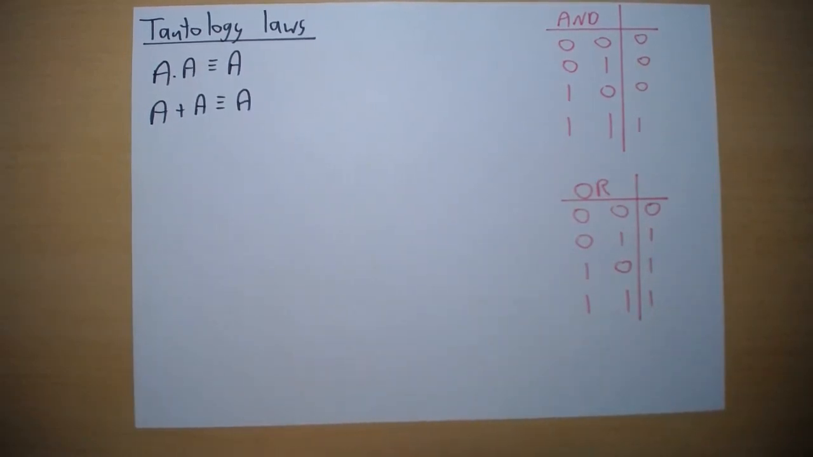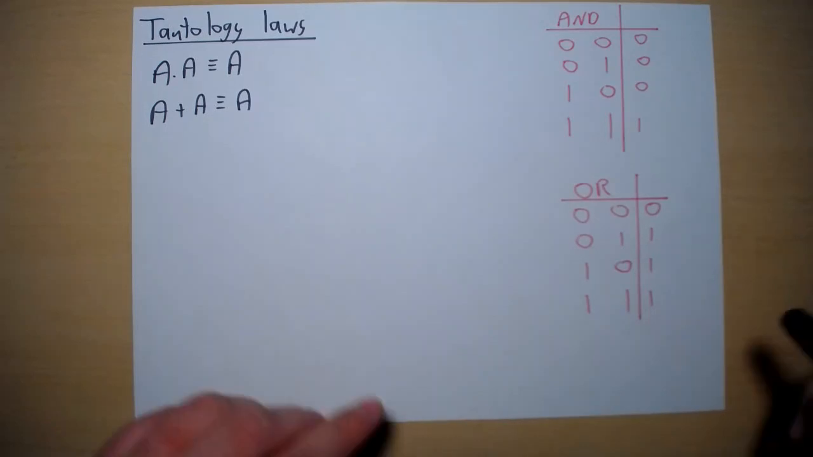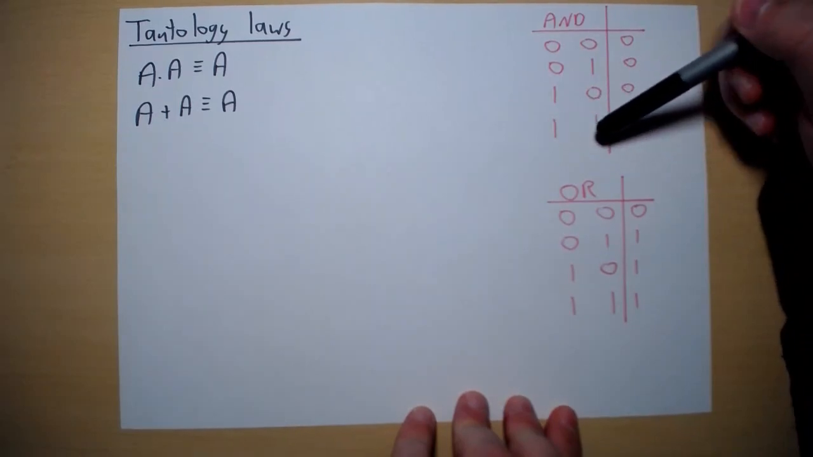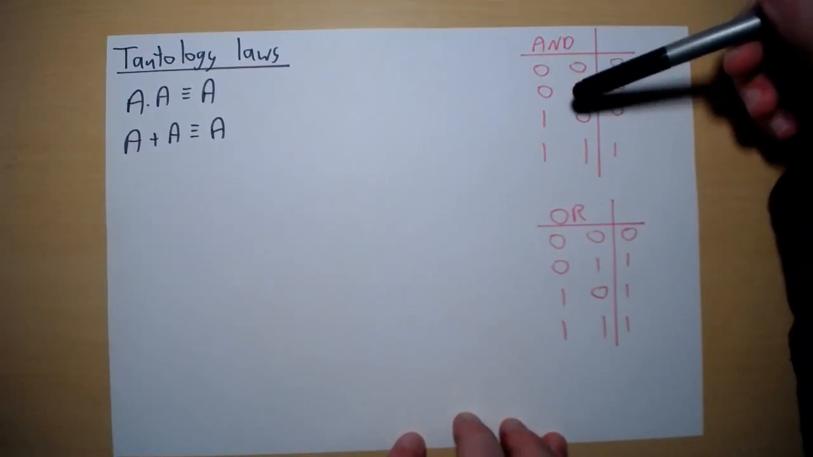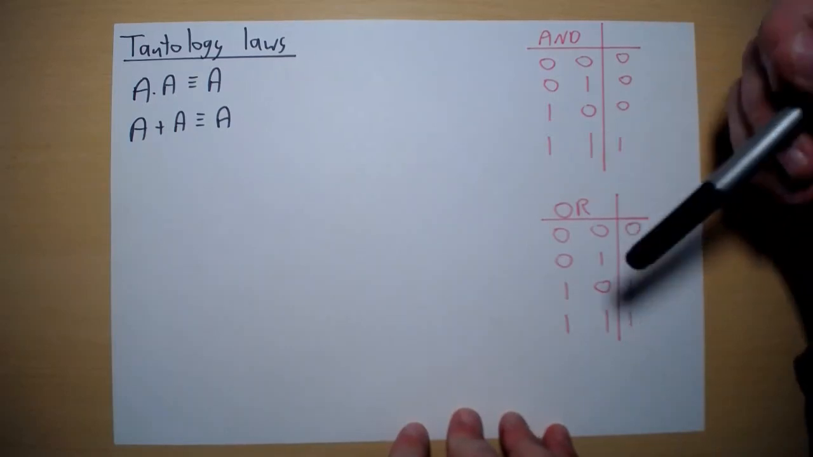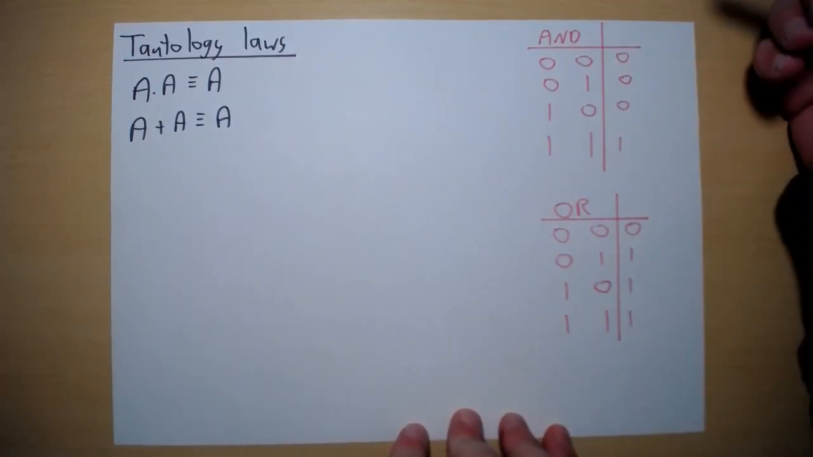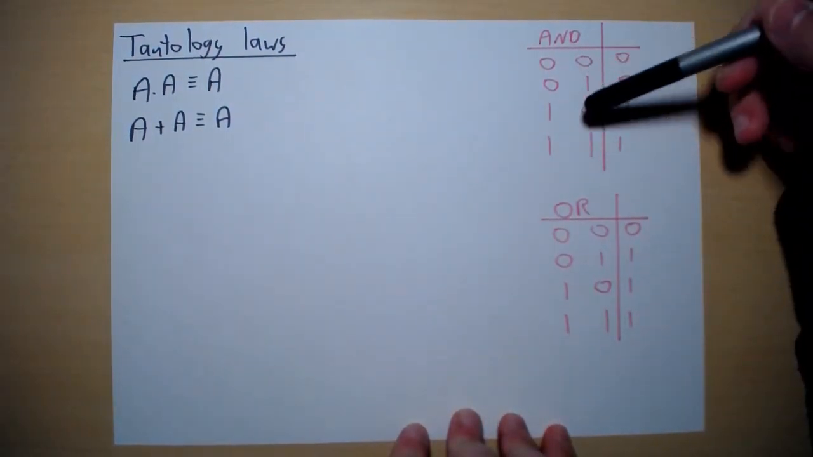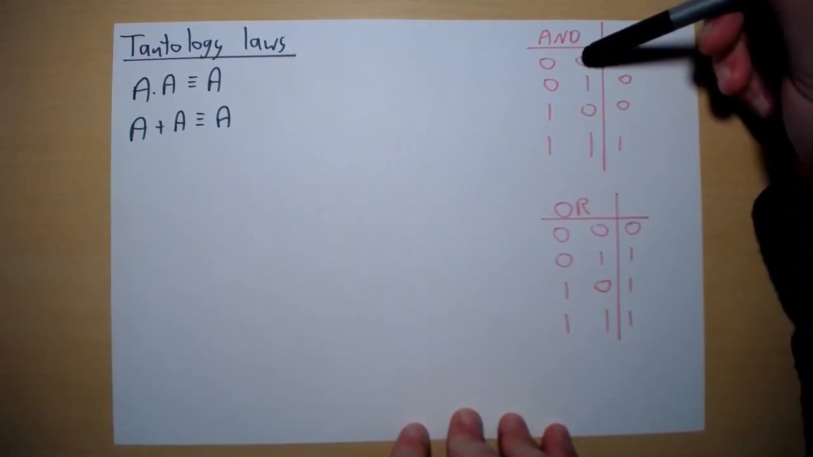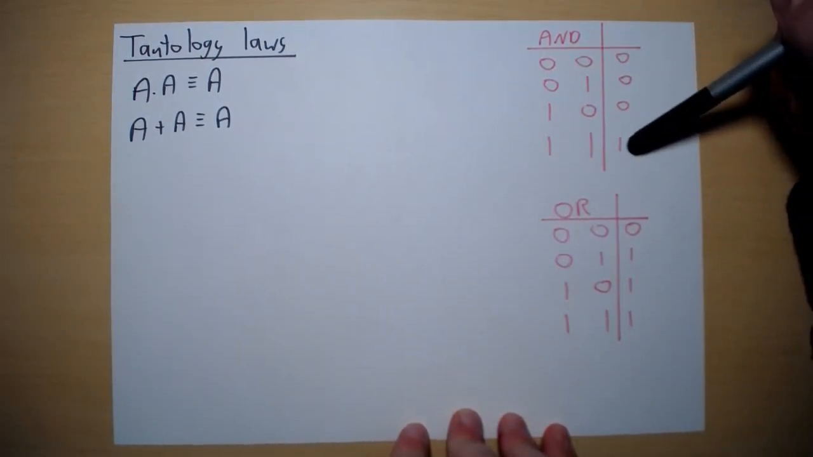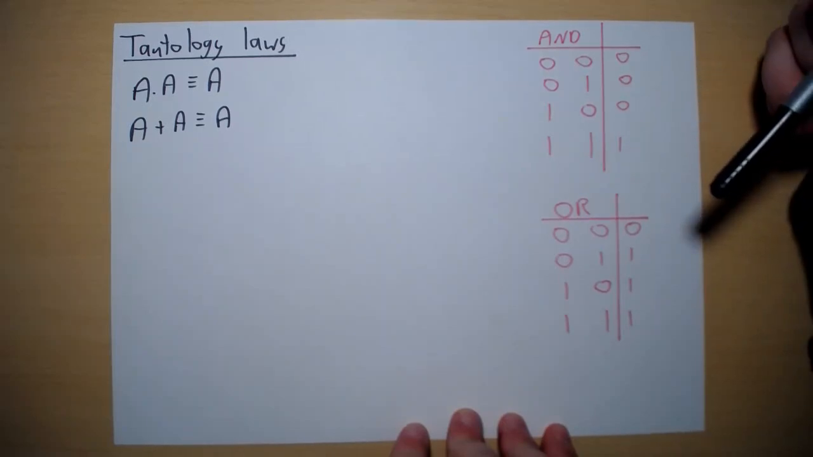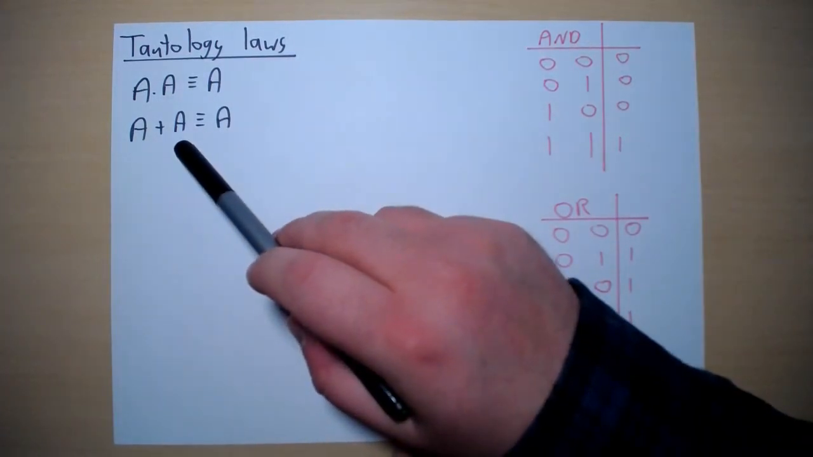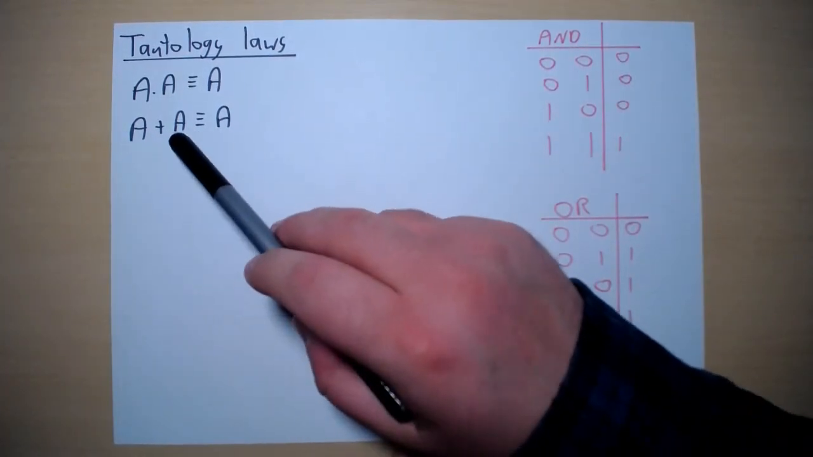Now what we are saying here is that if we have A and A, so both inputs are the same, as you can see here and here, then might as well just remove the AND gate and just write A, because as you can see here, when both inputs are the same, the output is the same as the inputs. The same applies for the OR version of the same tautology law. A or A gives us an A.